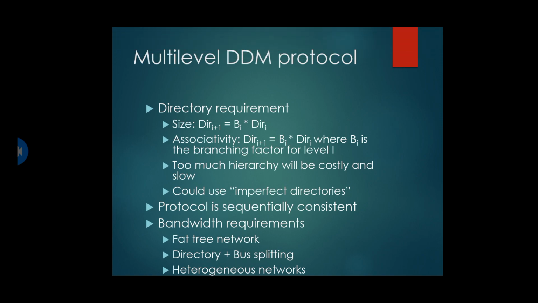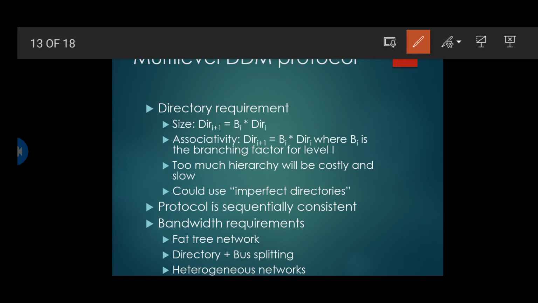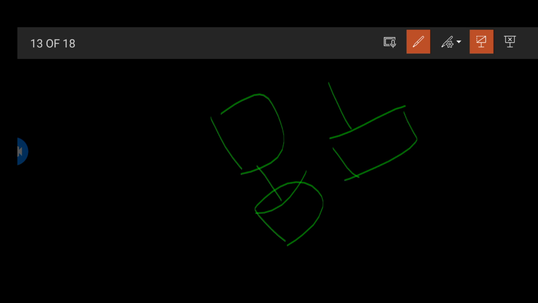Now let us see what it means by multi-level DDM protocol. Multi-level DDM protocol, in the sense, till now we have seen various kinds, like single level, which is directly attached to the memory, and we will discuss the hierarchical, which will have multiple blocks. Now multi-level, in the sense, let me erase the screen.